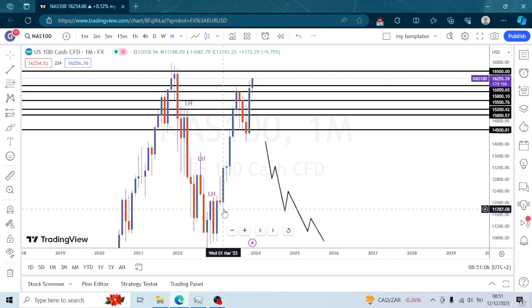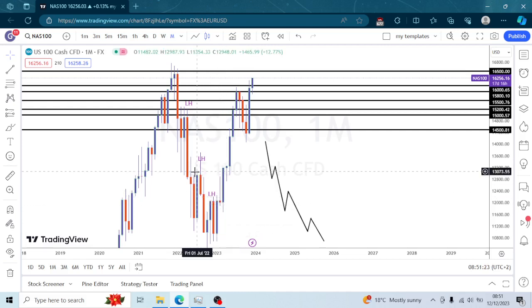But what happened? Buyers stepped into the market and probably decided that this is the lowest we can go on Nasdaq. It was around 11,759. Then they pushed price back up. Price went all the way to 13,000. It broke this previous lower high right here, and also broke this previous lower high. Let's look at the bodies. It broke these equal bodies of these previous lower highs right there.